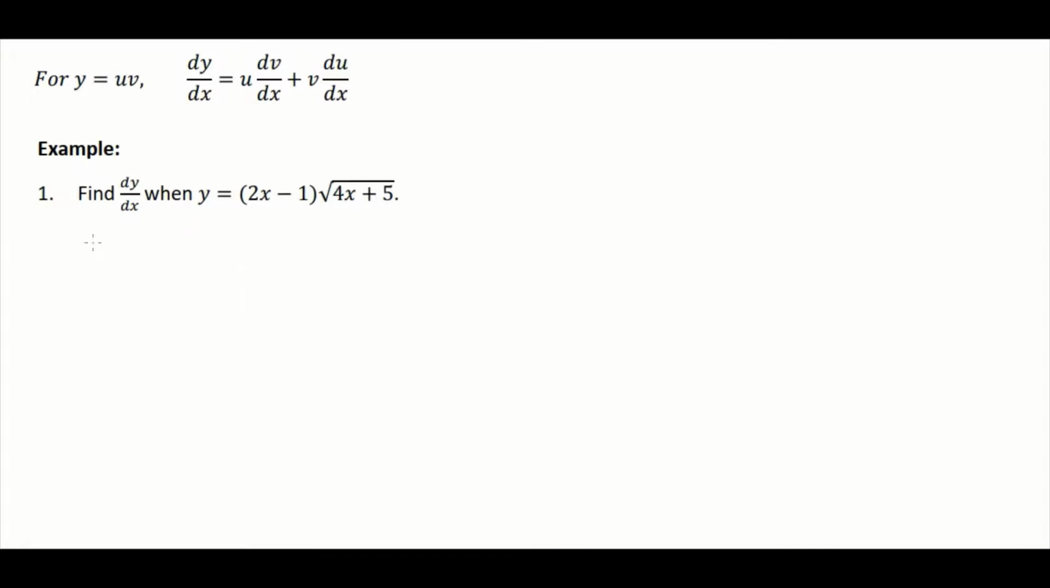Okay, so same thing. You can see that there are two parts which you can split into uv, right? So that's why we can just let u equal 2x minus 1. Then after that, let v equal the square root of 4x plus 5. Okay, so maybe we can just straight away change it here: 4x plus 5 to the power of 1 over 2.